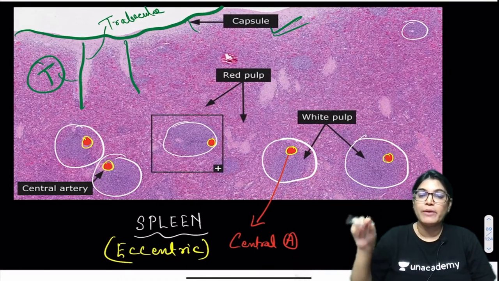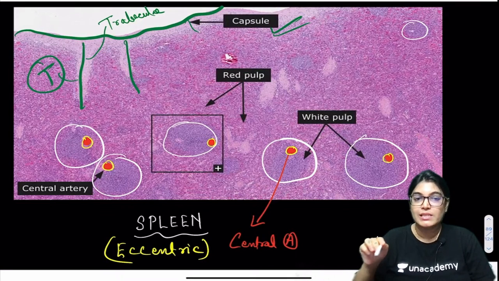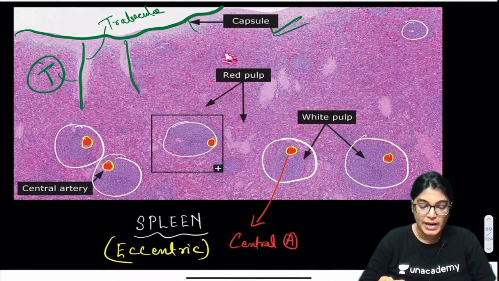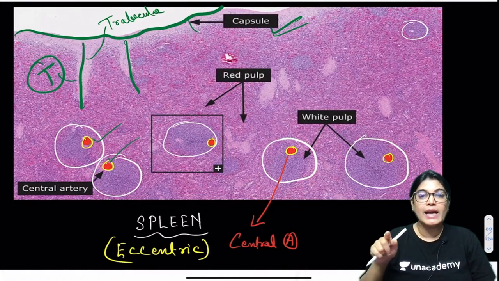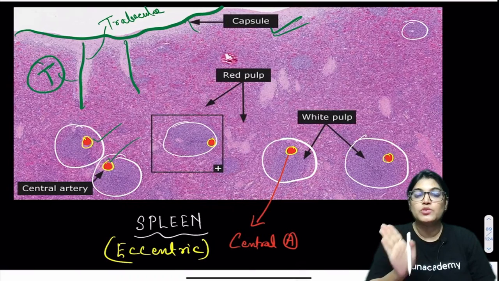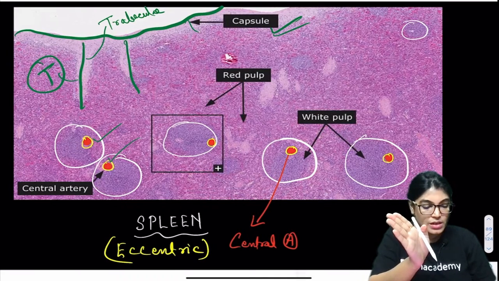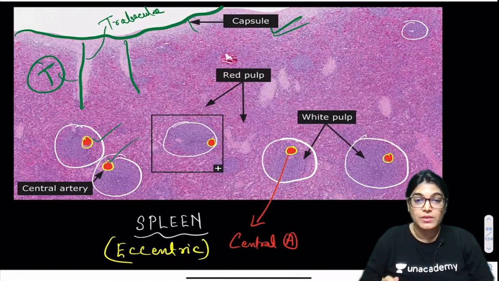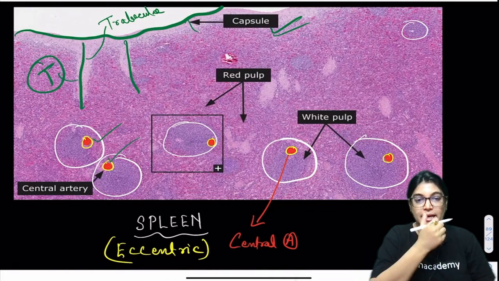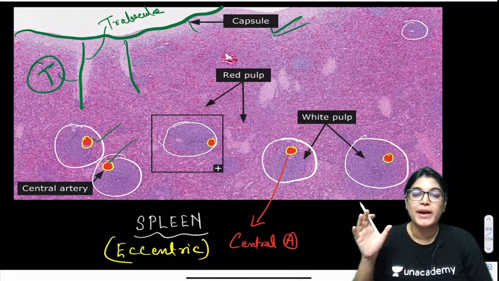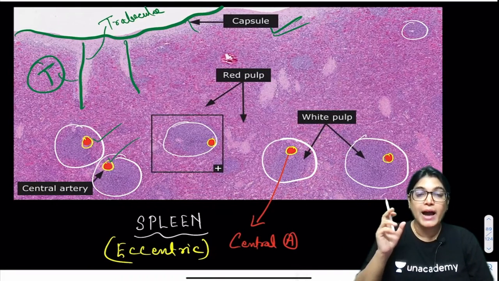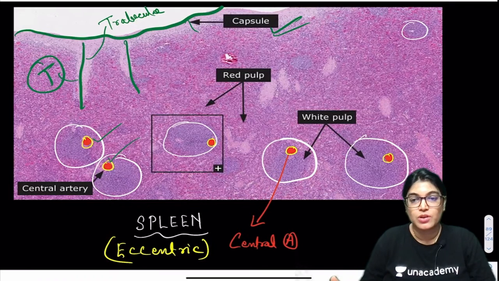But meanwhile, what happens? Aggregation of lymphocytes around the central artery is accumulating and pushing the central artery towards the periphery. So because of that, it is pushed towards the periphery and becomes eccentric in nature. In the histology of the spleen slide, the characteristic point of identification is the eccentric location of the central artery.